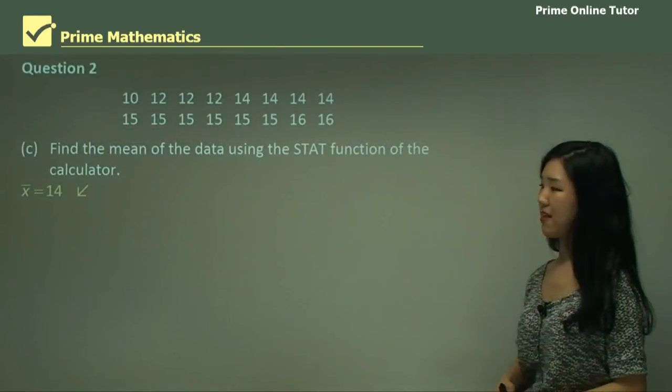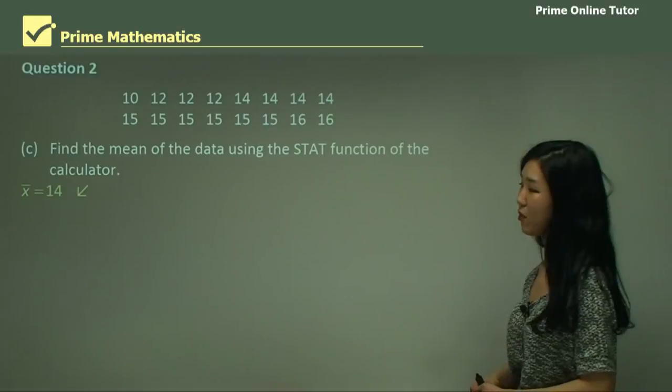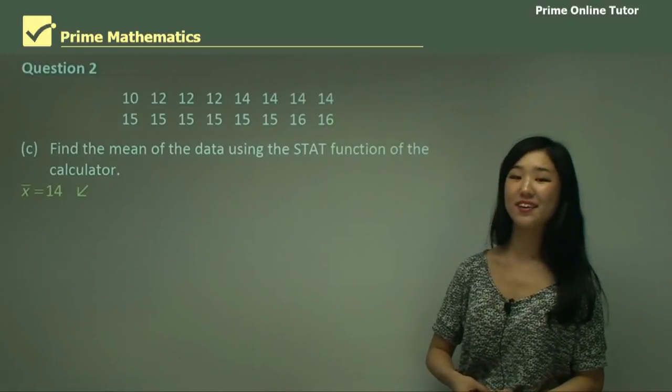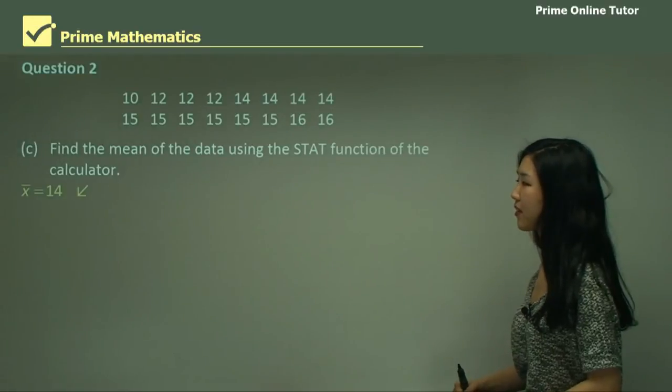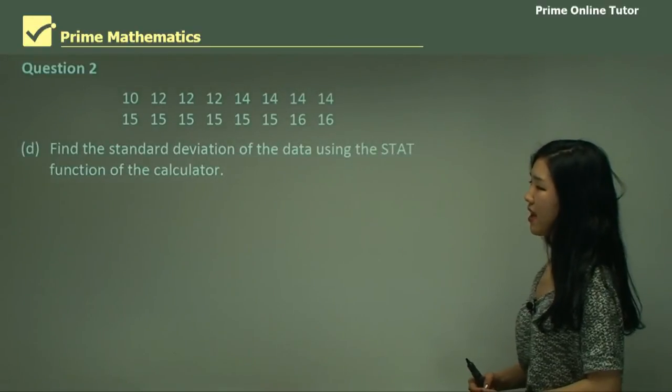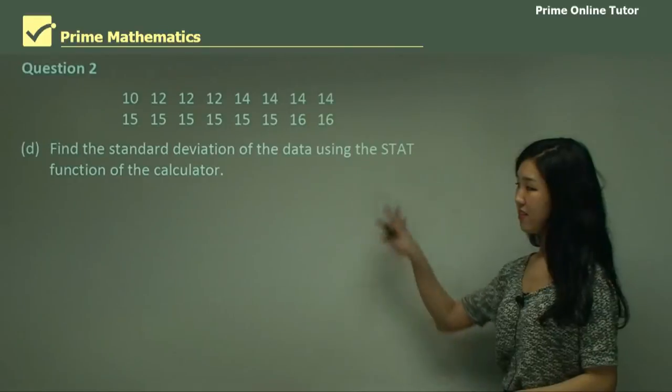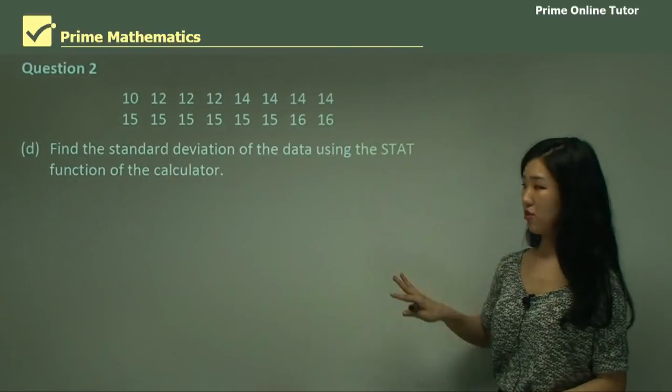So I've got the same answer, 14. So the mean is 14 as we calculated in part A. Okay, so I hope you're getting familiar with the method. In part D, we're going to again calculate the standard deviation using the same stat function. Okay, so watch carefully.